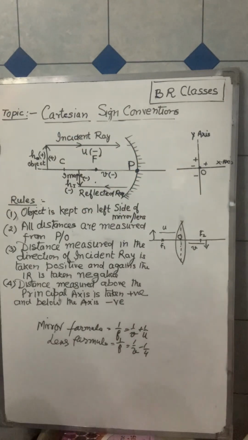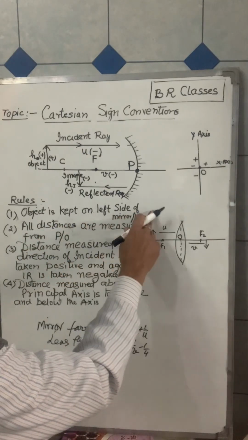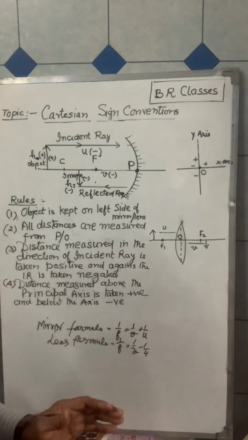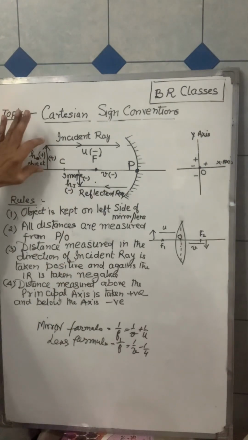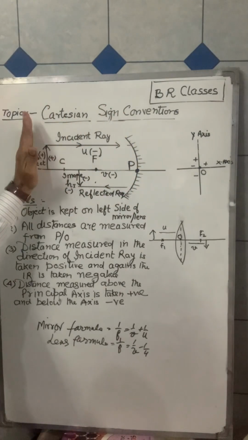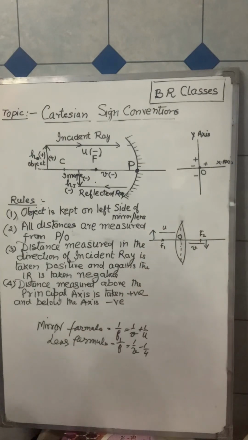The first rule is the object is kept on the left side of the mirror or lens. सबसे पहला रूल है कि object, this is the object, it is always placed on the left side of the mirror or the left side of the lens.